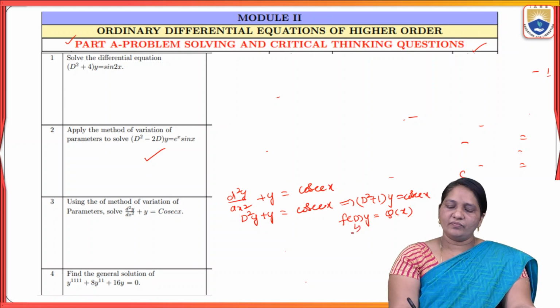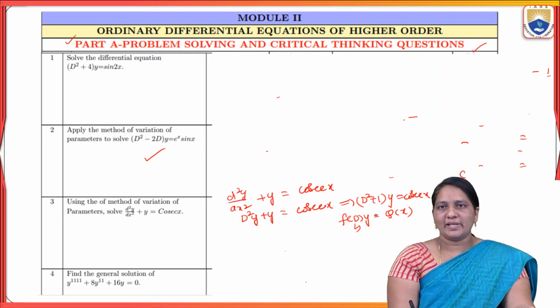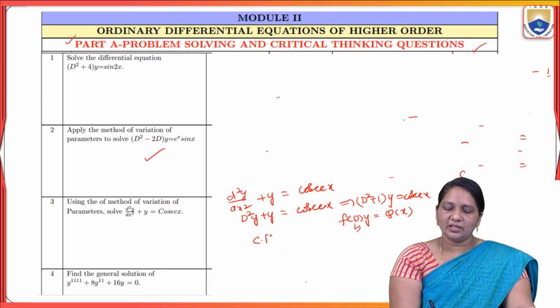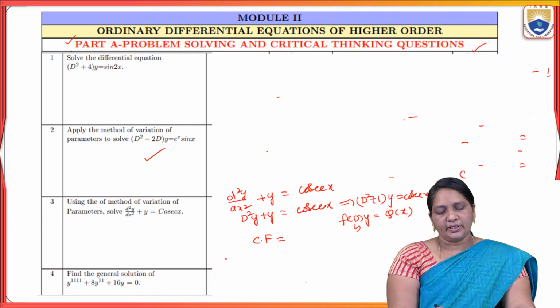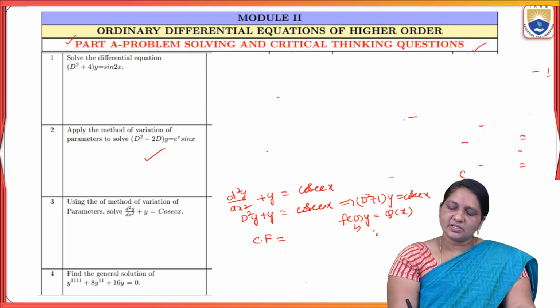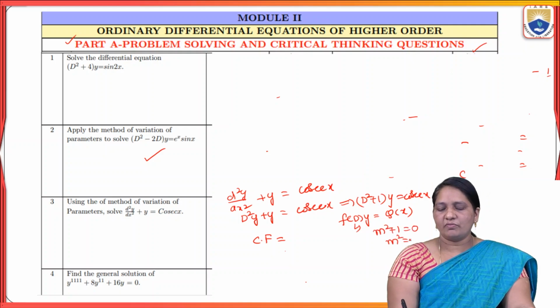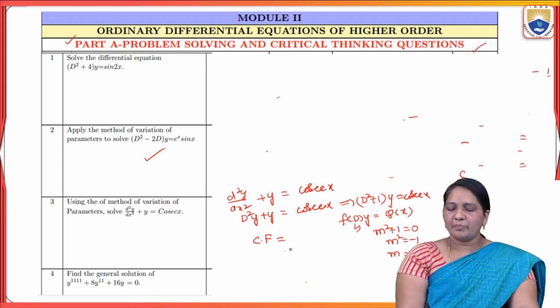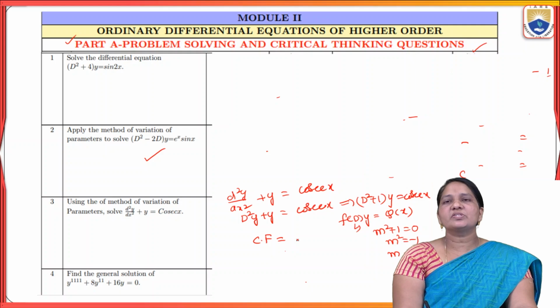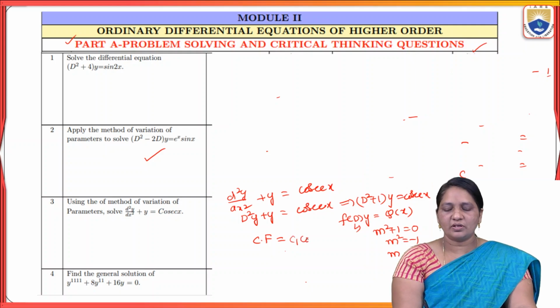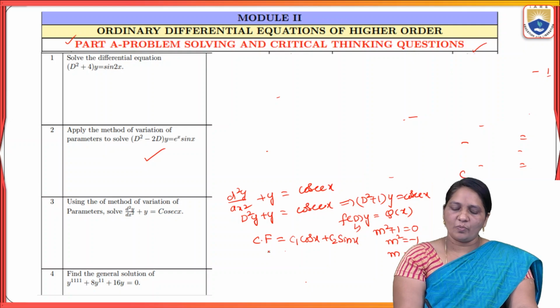Now here the f of d value is d square plus 1. So from this we can calculate the complementary function. After that we assume the particular integral. So what is the complementary function based on this? m square plus 1 equal to 0, m square equal to minus 1. So m equal to plus or minus i. So what is the complementary function here? e power 0x, so that is 1. So c1 cos x plus c2 sin x. This is the complementary function.